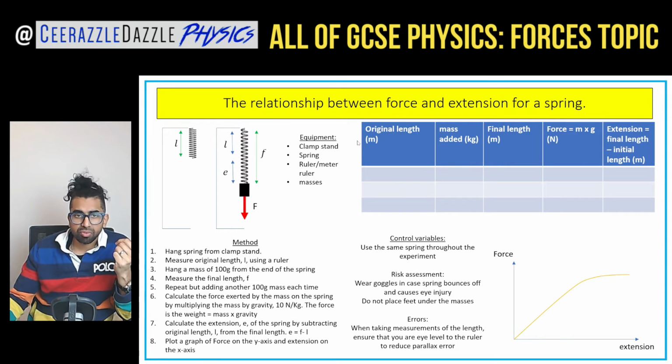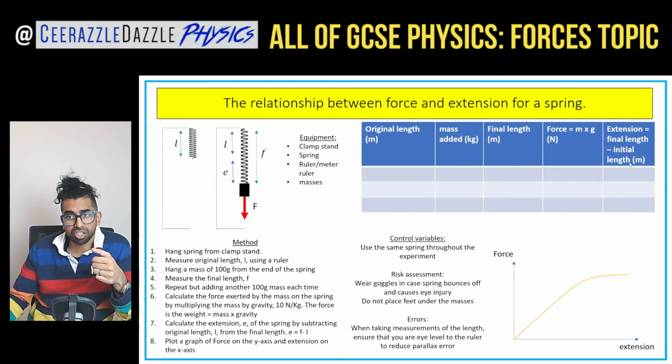So look at my table of results. First of all, I have the original length L, and then we're going to add the mass over here. Final length F. Therefore, to work out the extension, I'm going to do the final length minus the initial length, that goes in this column over here. Then the force. Don't forget, I don't want to talk about the mass, I want to talk about the force. The force is simply the weight of the masses at the end, which is going to be mass times gravity. That's this one over here. Then you repeat this, keep adding masses each time, taking all your values.